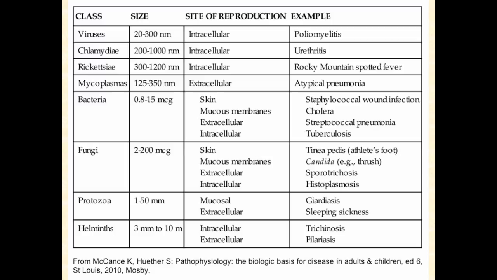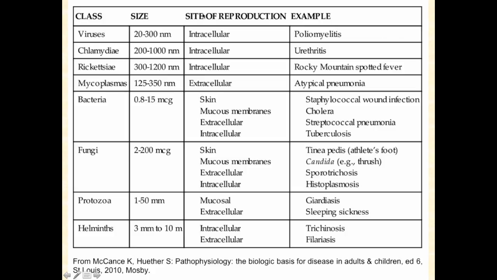In this slide, we're looking at a table where different classes of pathogenic microorganisms are laid out, and there are some descriptions of them. We've got the relative size, so you can see that we're going from viruses, which are the very smallest infectious microorganisms, to helminths, which are a type of parasitic worm and are actually quite large, up to 10 meters. They can grow very, very large.